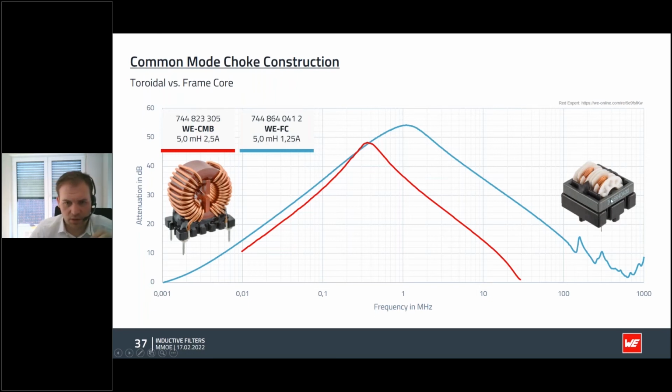In this example, we have the CMB with the same inductance as the FC series that we have here. And as you can see, the FC series will have a much higher self-resonance frequency than the CMB. So the inductance or the impedance curve seems to be a little better here. However, we can only carry about half the current of the toroidal choke.